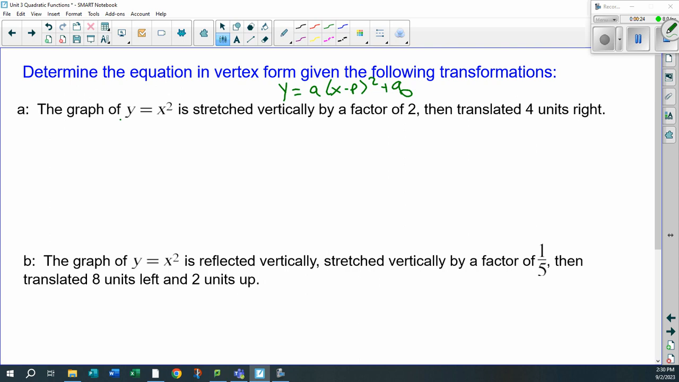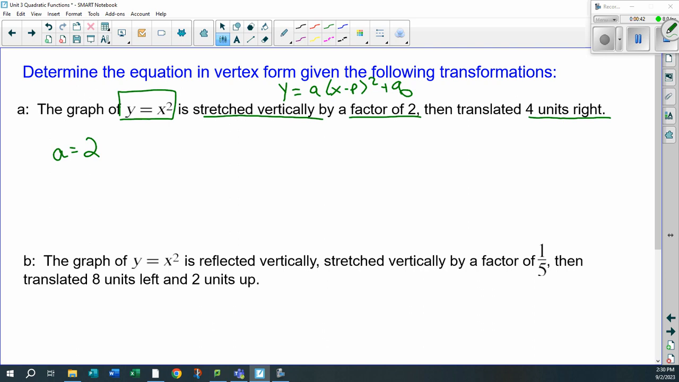Okay, so here's our original graph, y equals x squared. Here's the description. We're going to stretch it vertically by a factor of 2. What does that mean? That's your a value. a equals 2. Got it? Then we're going to translate this 4 units to the right.